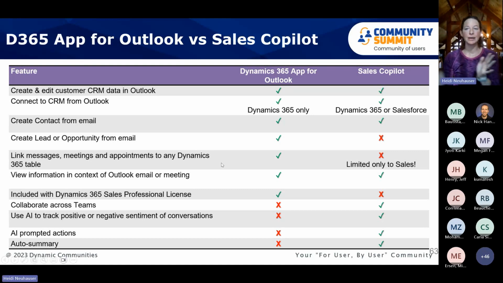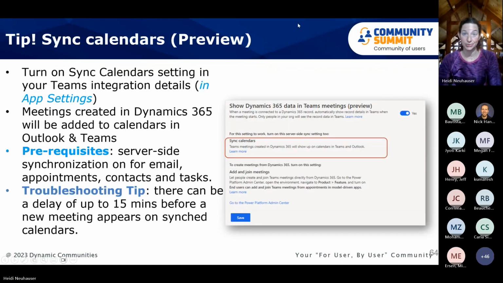We talked about licensing, but this is where Sales Copilot is just incredible. Collaborate across teams, use AI to track positive and negative sentiment of conversations, give AI prompted actions, auto summary, create emails. I mean, the list just goes on and on about the incredible AI capabilities within Sales Copilot. It's incredible. I recommend you check out both, especially if you have a premium license. If you are using that professional license, you can't check out Sales Copilot. I'm sorry, but it's cool.